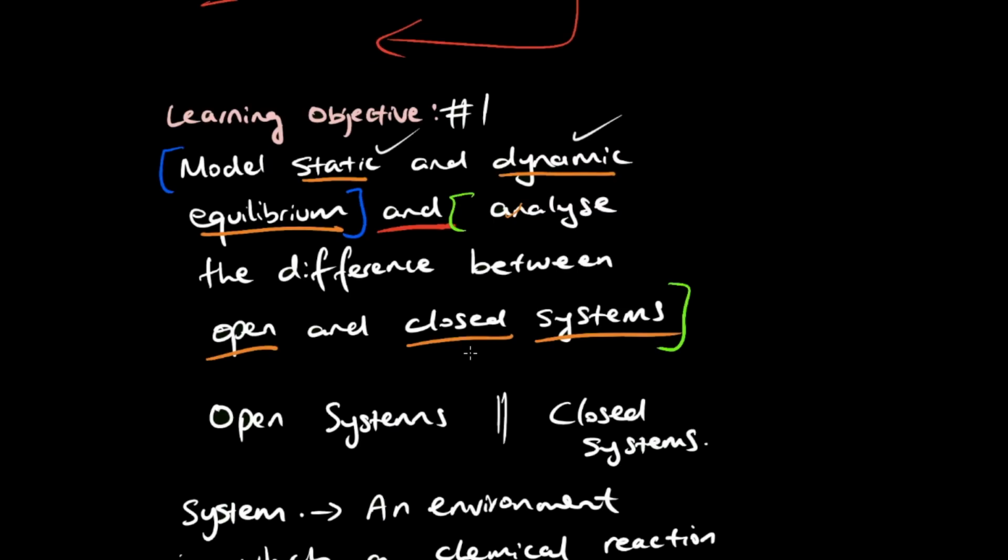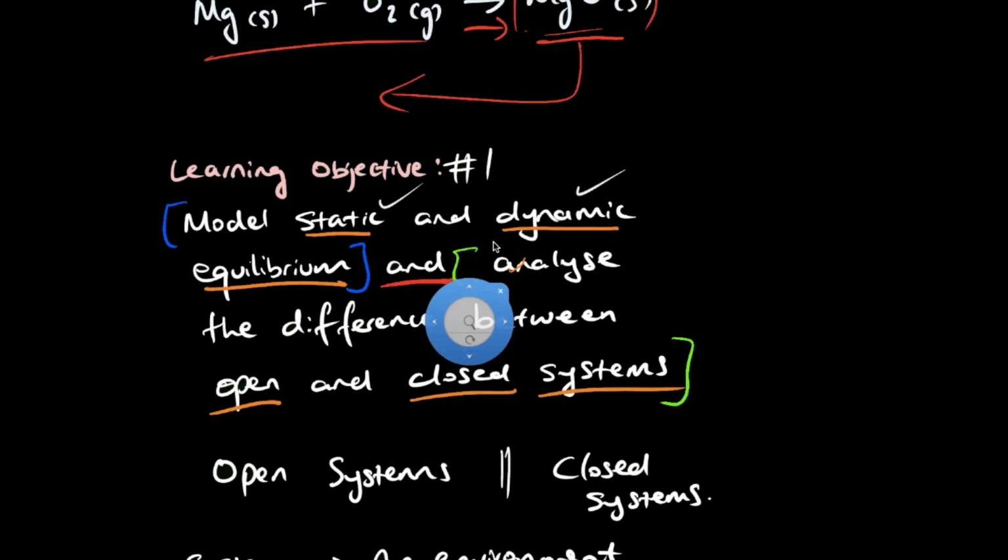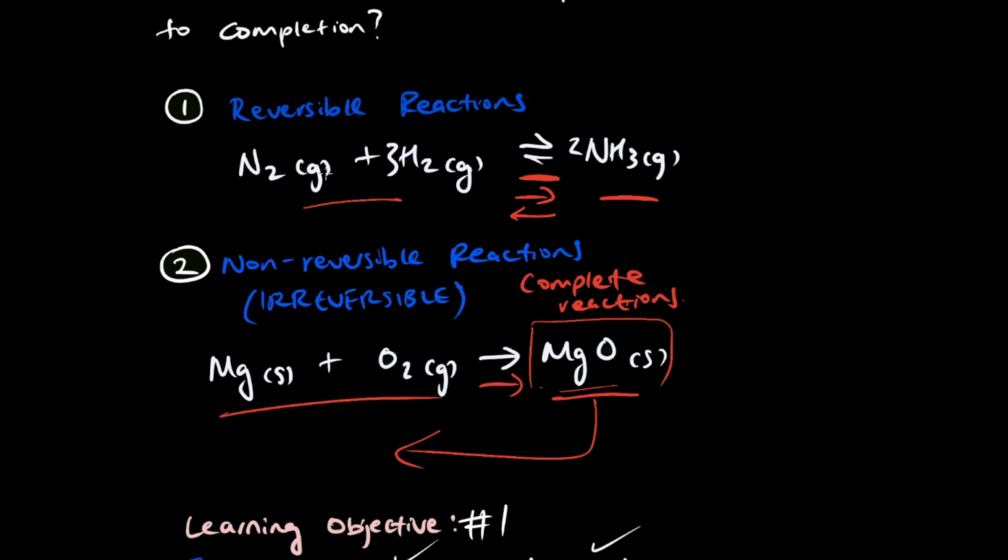So an example of dynamic could be the Haber process. When this reversible reaction has reached equilibrium, then it is called dynamic equilibrium.